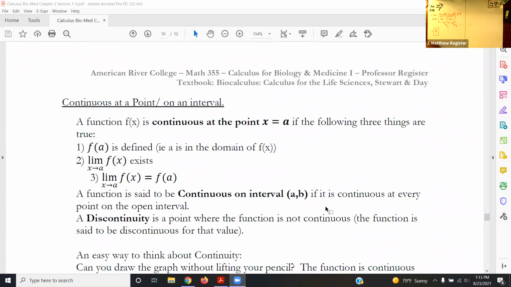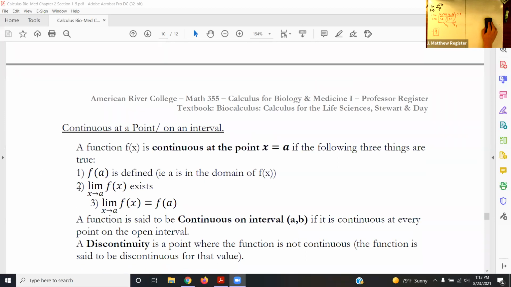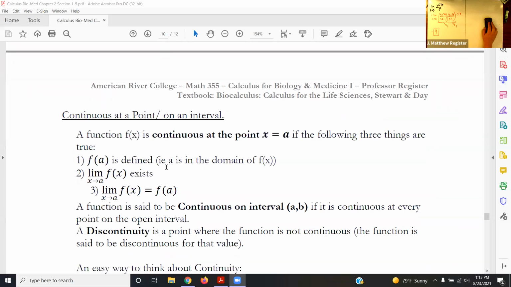Excellent. So that brings us to the end of the talk about limits. The last piece of the puzzle for chapter 2 is the idea of continuity. And so continuity works the way you would expect it to work. A function is continuous at the point x equals a if the following 3 things are true. And before we even get to those 3 things, let's just talk about the big picture idea of continuity.